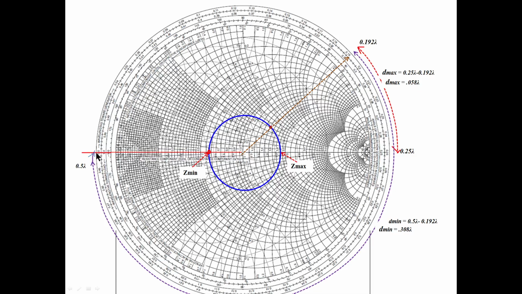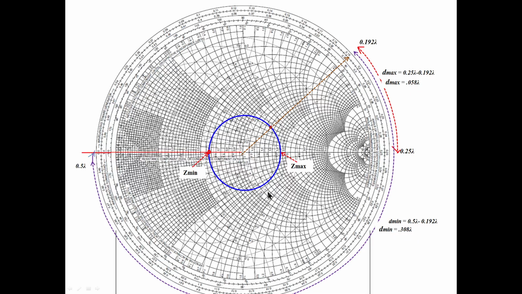So what is the distance from here to here? That is 0.192. You subtract this from the wavelength scale reading here. It is not 0, it is 0.5, because we moved like this, 0.49. So 0.5 minus 0.192, we will get 0.308 lambda. So the distance of this point from the load is equal to 0.308 lambda.